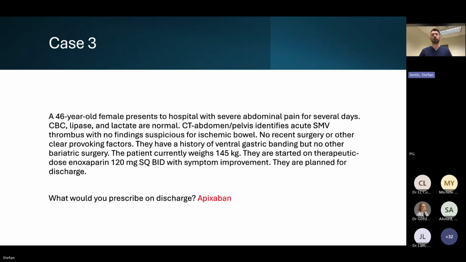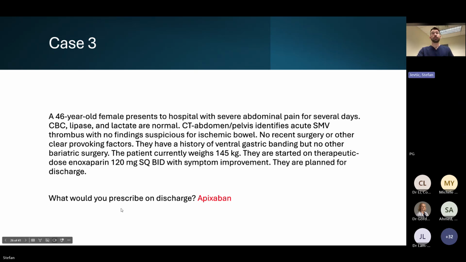At this time, I would not dose reduce patients with a high BMI just because we don't know the absorption. If there's a strong inclination to dose reduce, I would recommend checking an anti-Xa level after about four days of taking the DOAC, to check that the peak levels are appropriate. Okay.